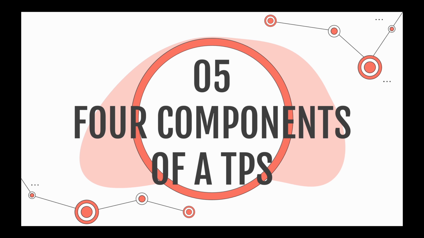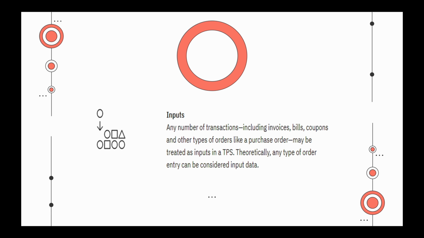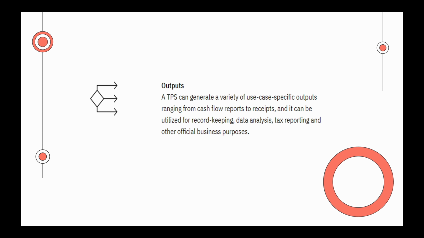There are four components of a TPS. The first one is the inputs. Any number of transactions, including invoices, bills, coupons, and other types of orders like a purchase order, may be treated as inputs in a TPS, and any type of order entry can be considered input data. The next is the outputs. A TPS can generate a variety of use case-specific outputs ranging from cash flow records to receipts, and it can be utilized for record keeping, data analysis, tax reporting, and other after-sale business purposes.